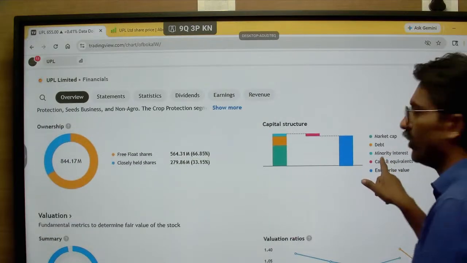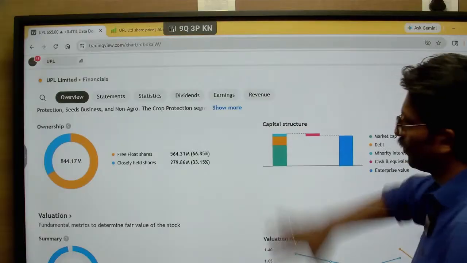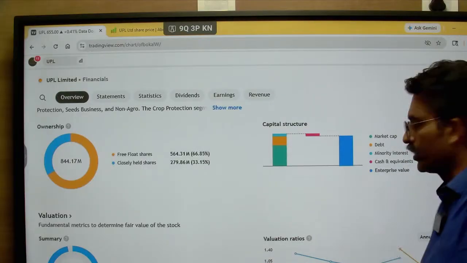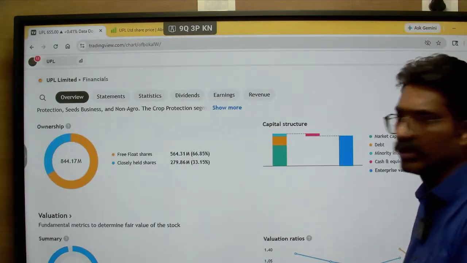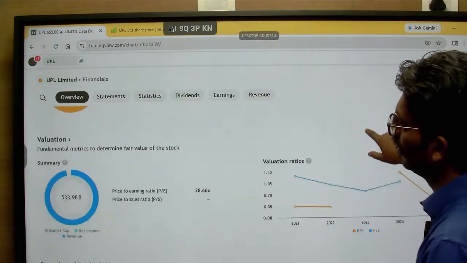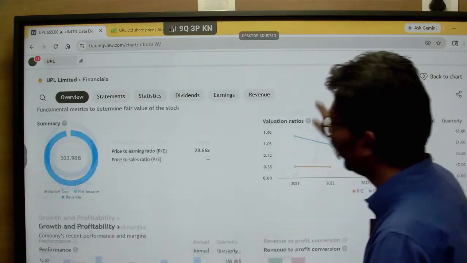We will talk about minority interest one day. This is an important part of your learning process. What is minority interest? This is capital structure. So when we are doing capital structure, that we will cover. So write down somewhere that these are the things we have to cover. So capital structure will be covered separately. This is who owns it, free float. What is the meaning of free float? So that we will cover in capital structure.